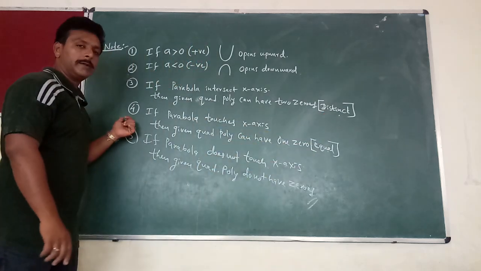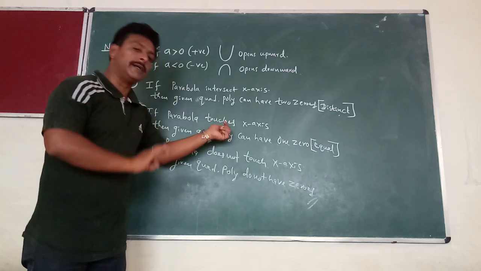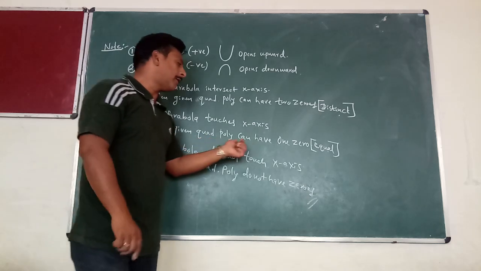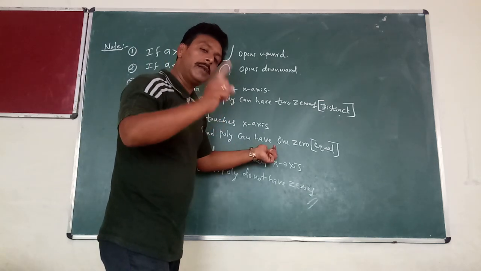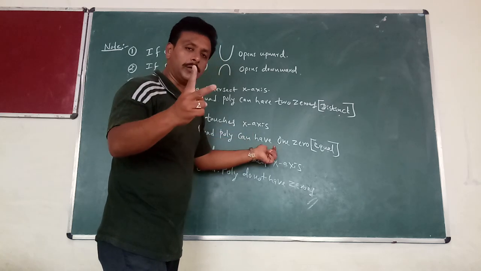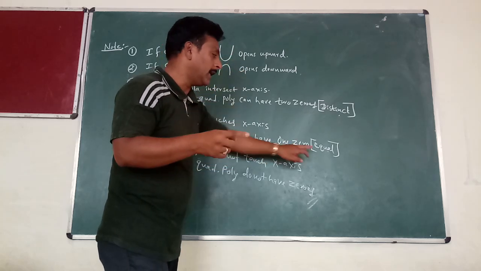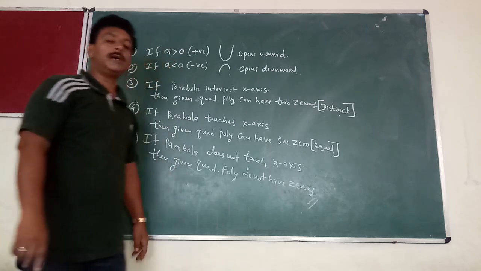And fourth point, if parabola only touches x-axis instead of intersecting, then given quadratic polynomial can have one zero. But one zero means every quadratic polynomial can have two zeros, but we are considering one only because whatever answer we are getting, both zeros are equal only. That's why we are taking it as one zero.